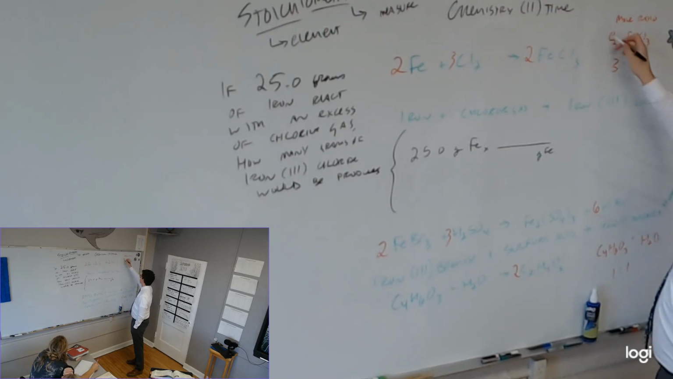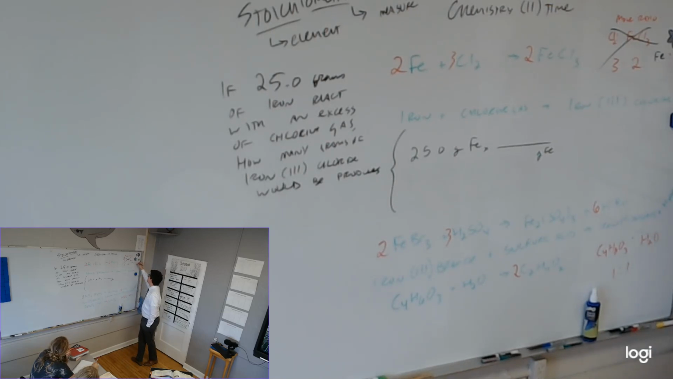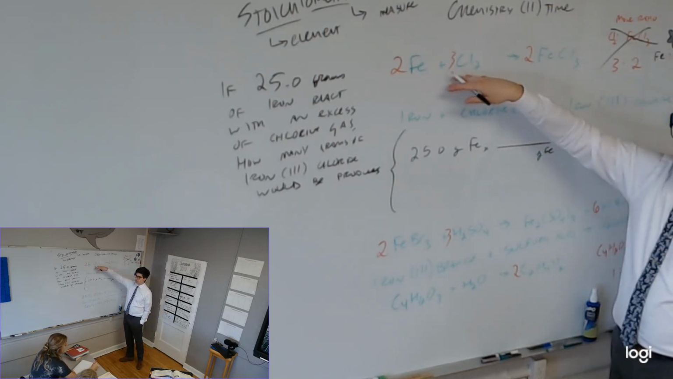Well, in this case, we do know the mole ratio, but we can't use it yet. The mole ratio we're looking for is this. What's the mole ratio from our balanced chemical equation? It does have to be balanced first.